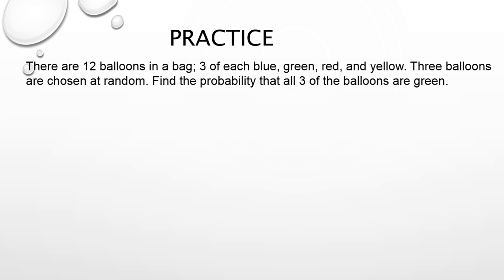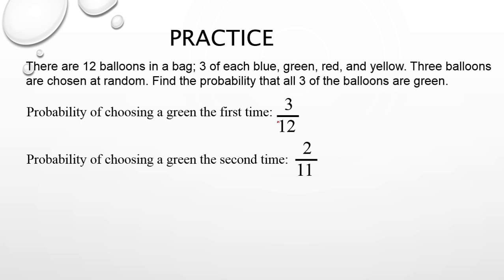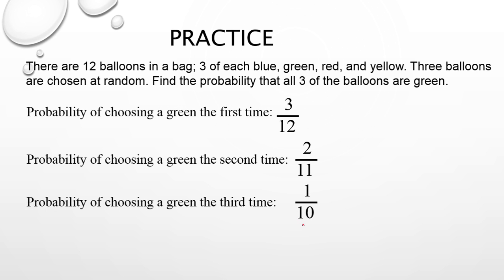Alright, so we're only looking at all the balloons being green. So the probability of getting green the first time is a little bit simple, right? It's 3 over 12. And keep in mind, we're choosing them, so the numbers cannot repeat. So the second time, because we already took one balloon out, there are only 11 left. And because we took one green out, we should only have 2 left. Same thing for the third one, should be 1 over 10, because we only have one green balloon left after we took the other 2 out.